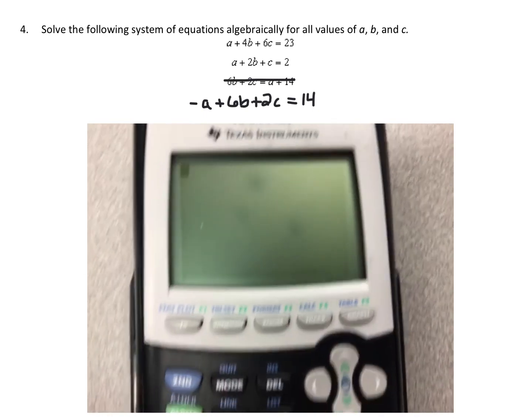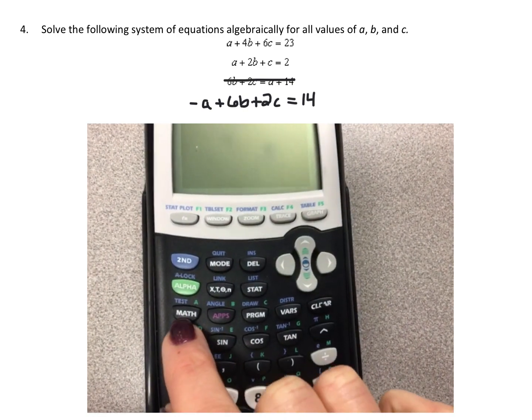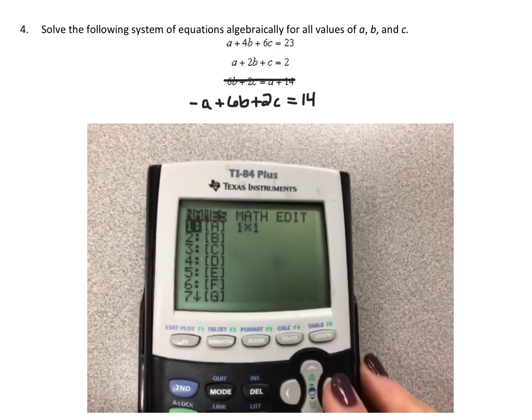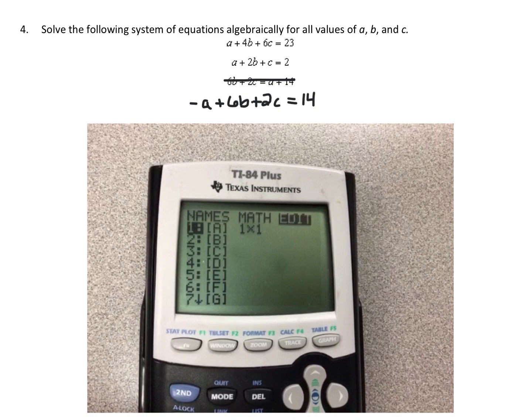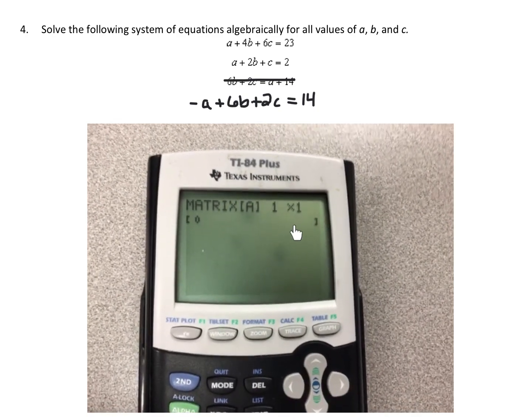Okay, so just to remind you how to do that, on our calculator, we're going to hit second and see where it says matrix. We're going to hit matrix. We go over to edit and hit enter. Now, my matrix is set up as 1 by 1.